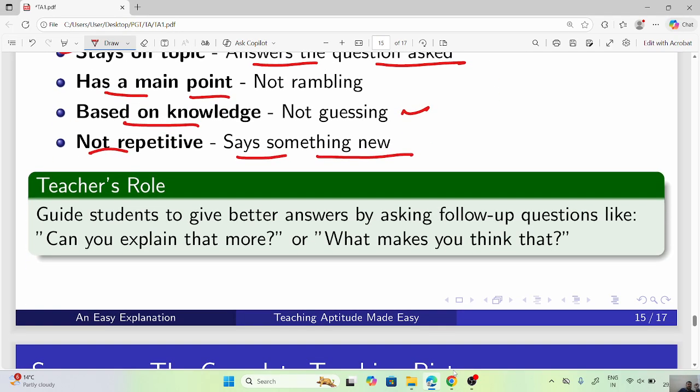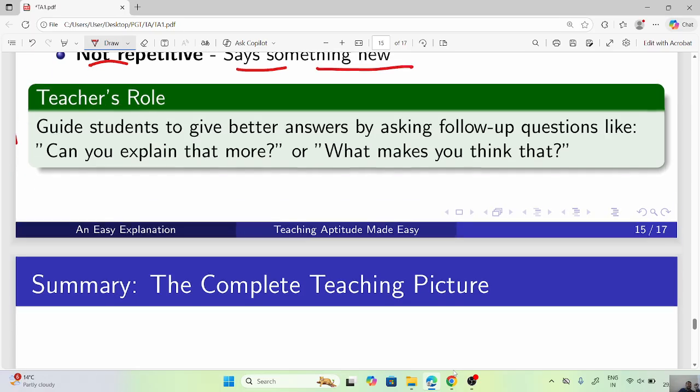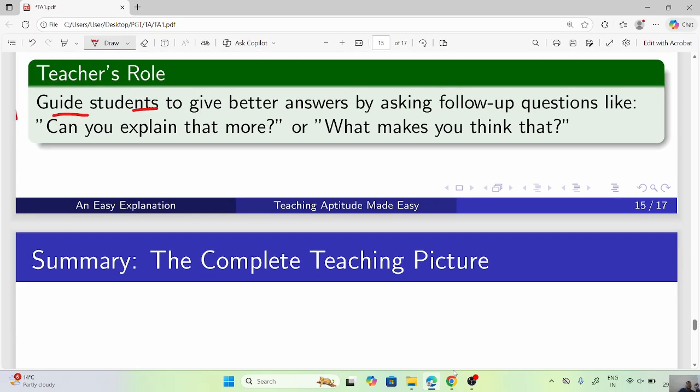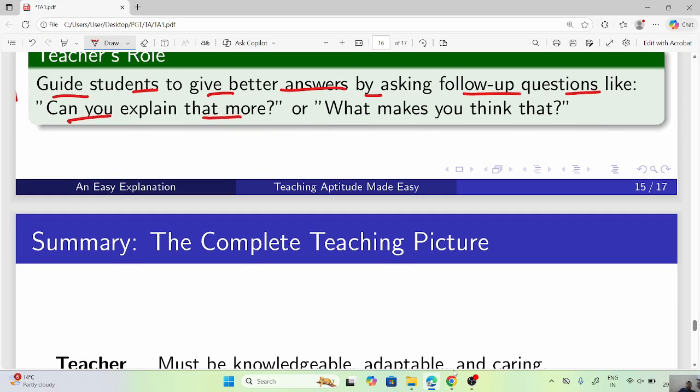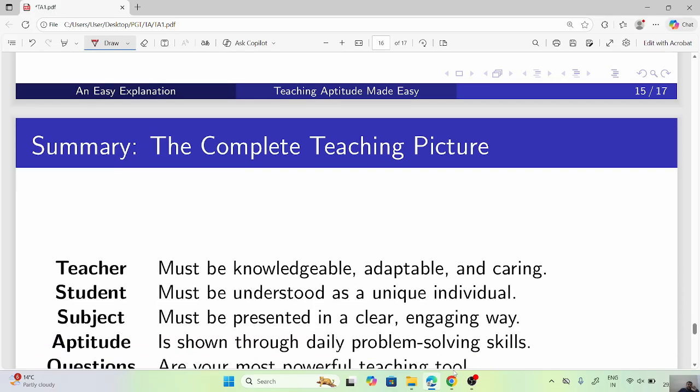Teacher's role: guide students to give better answers by asking follow-up questions like, can you explain that more? Or what makes you think that? It means it builds interest in the area that you teach in your class.